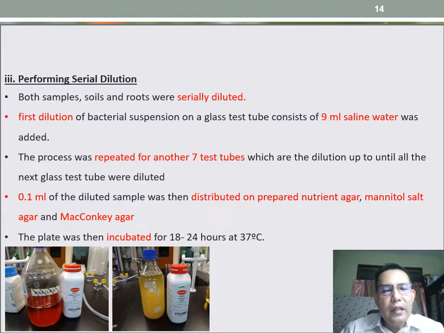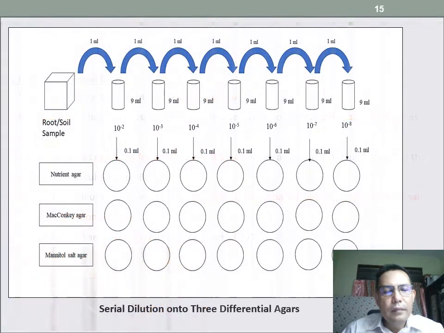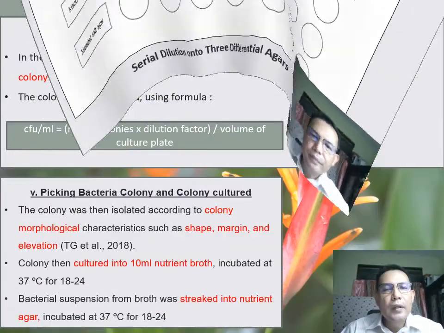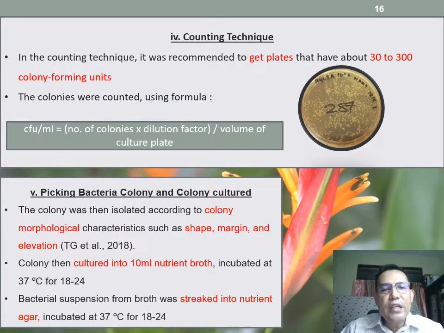The plate was then incubated for 18 to 24 hours at 37 degrees Celsius. Here is the diagram of serial dilution into 3 different agars. Counting technique: it was recommended to get plates that have about 30 to 300 colony forming units. The colonies were counted using the formula below.